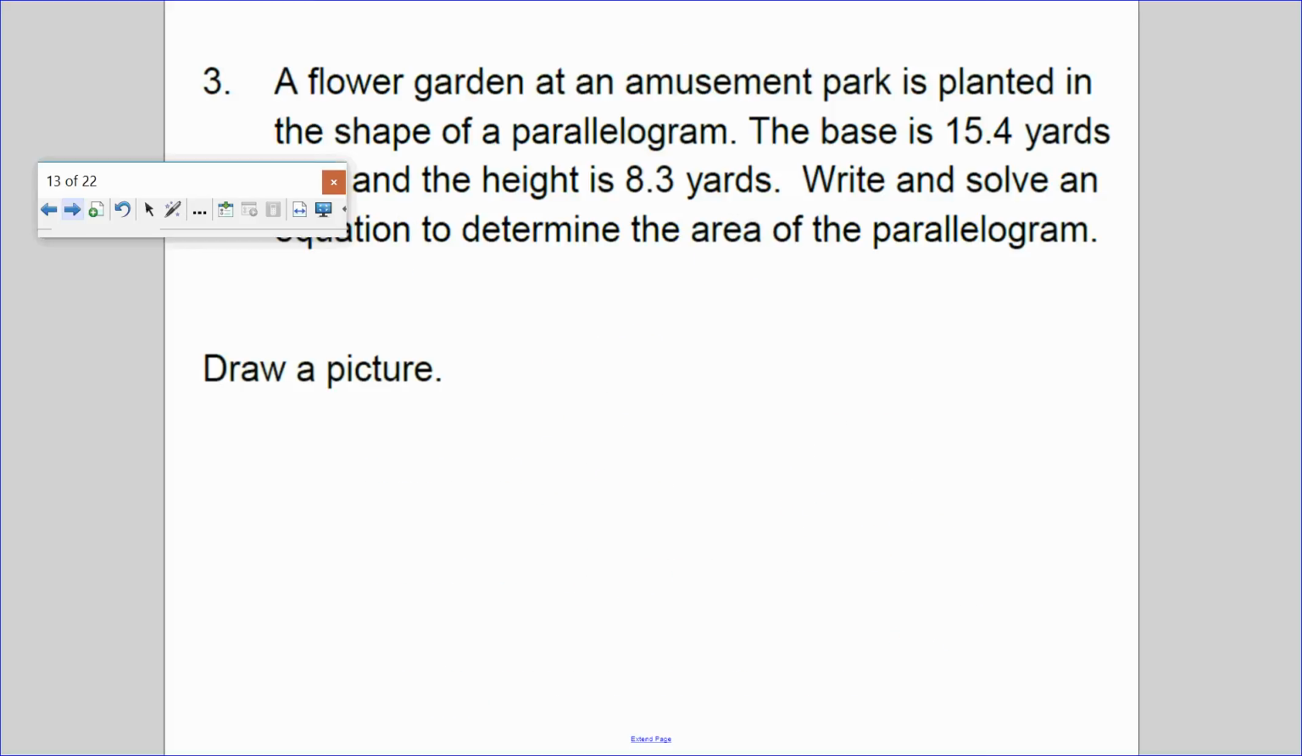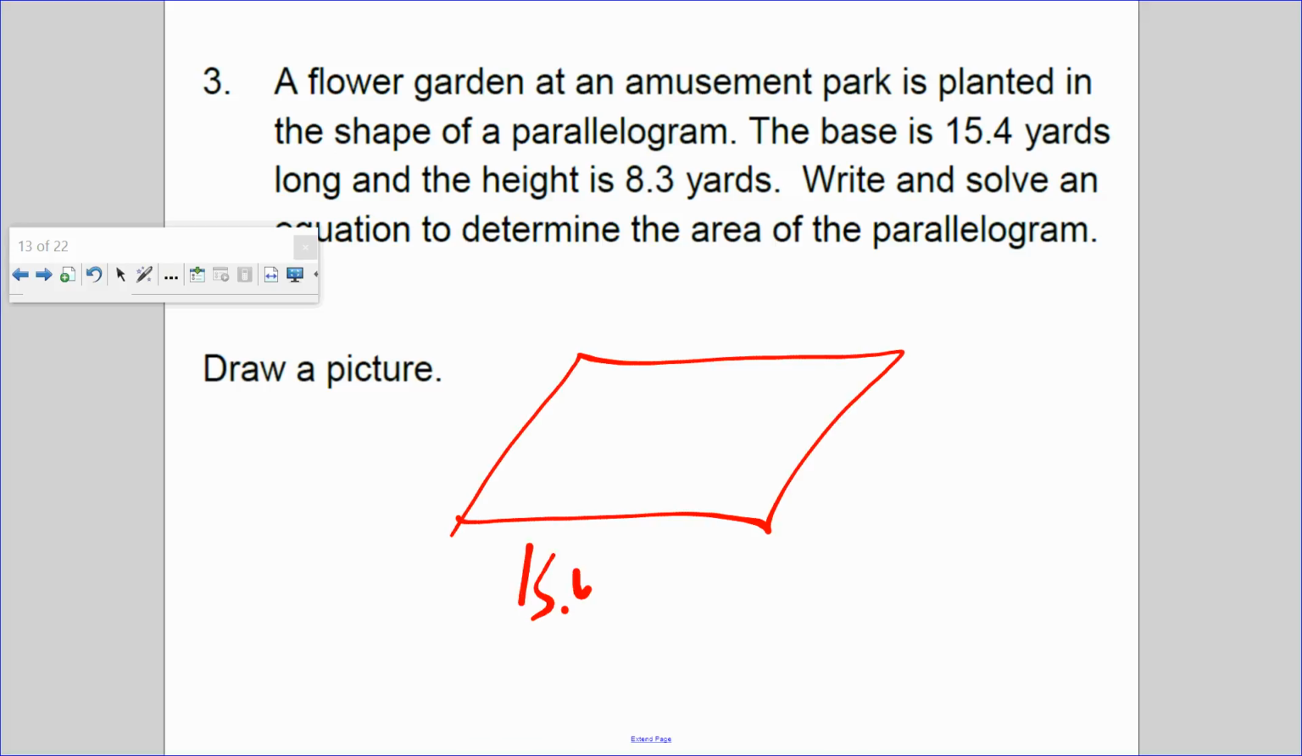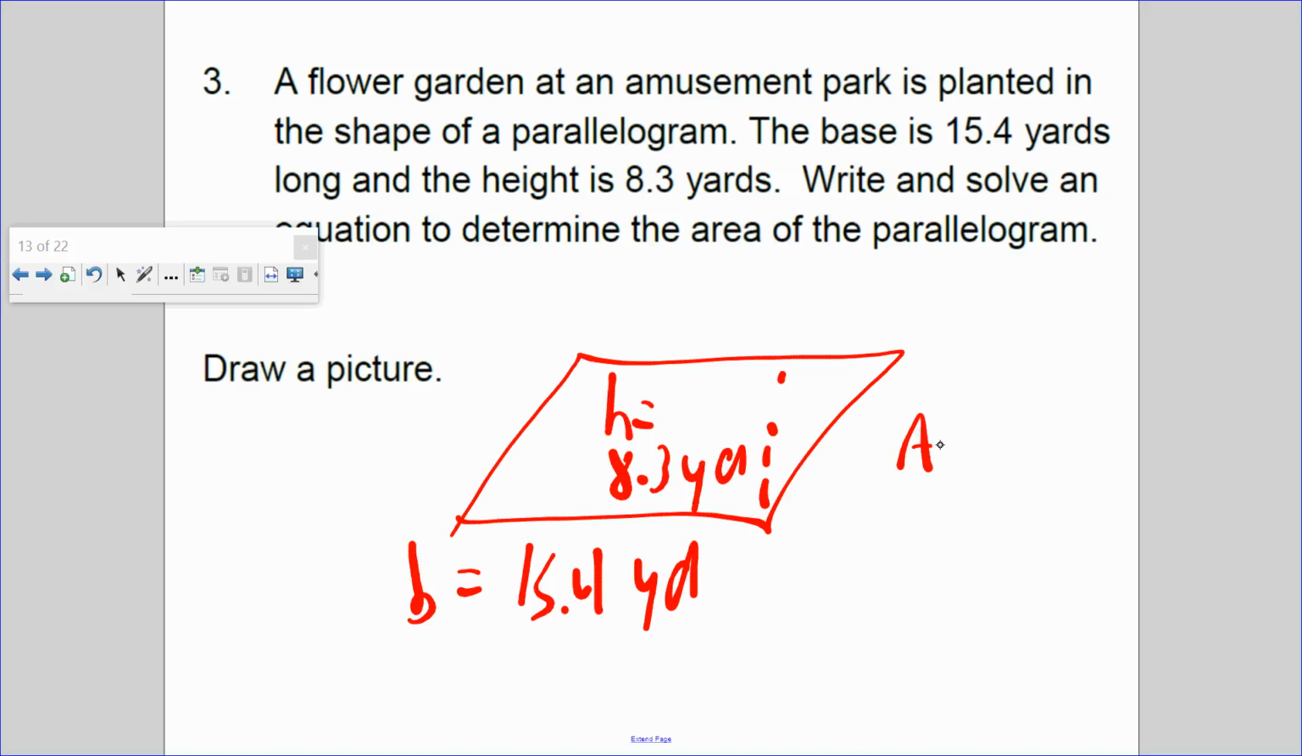Number 3. A flower garden at an amusement park is planted in the shape of a parallelogram. The base is 15 4/10 yards long, and the height of it is 8 3/10 yards. Write and solve an equation to determine the area of the parallelogram. So to find area of parallelogram, you multiply the base and height. What number is the base? 15 4/10. The height is 8 3/10. Ooh, we have to multiply this.